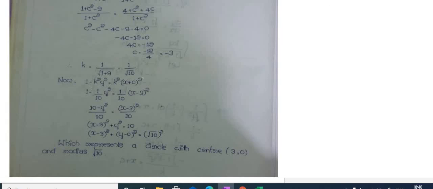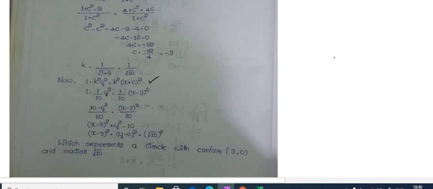Next, this is the equation what we have. So k square we have. K square is 1 by 10. Y square as it is. K square 1 by 10. We know already c value, that is minus 3. Take LCM here, that is 10 minus y square. Cancel. So negative becomes positive. 10 you leave there only. So y can be written as y minus 0 whole square.